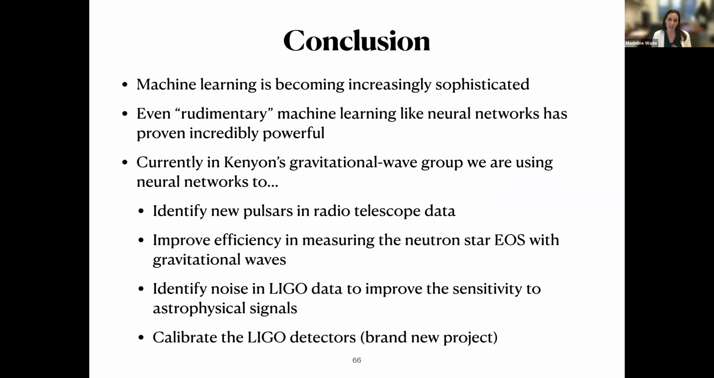So currently in Kenyon's gravitational wave group, we are using neural networks to identify new pulsars in radio telescope data, improve the efficiency in how we measure the neutron star equation of state, and predict the presence of noise in the LIGO detectors. And I didn't even get to talk about this one, but a brand new project will be starting in the coming months, which will be using machine learning to actually help us calibrate the LIGO detectors themselves.